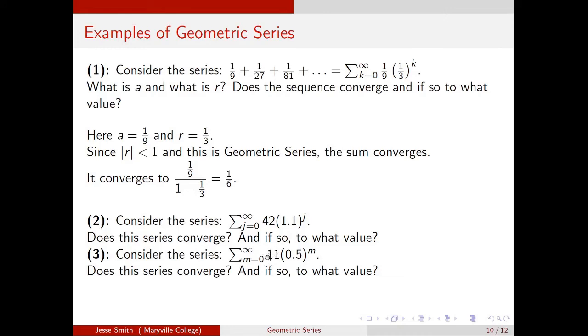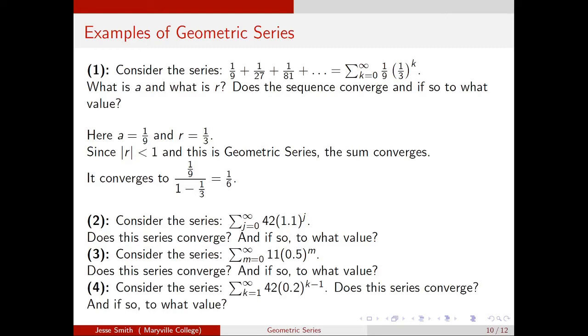Here, we have a geometric series with a is 11, r is 0.5. The absolute value of r is 0.5, which is less than 1, so the series does converge, and it converges to a divided by 1 minus r. In this case, that would be 11 divided by 1 minus 0.5, which will be 11 divided by 0.5, which is the same as 11 times 2, or 22.